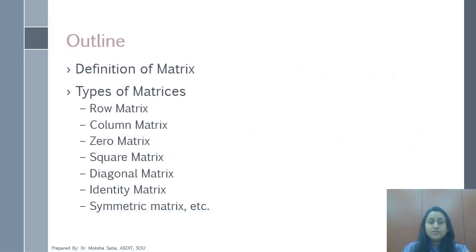Today, I am going to cover the basics, that is the definition of matrices and types of matrices, such as row matrix, column matrix, zero matrix, identity matrix, diagonal matrix, square matrix, and many more.